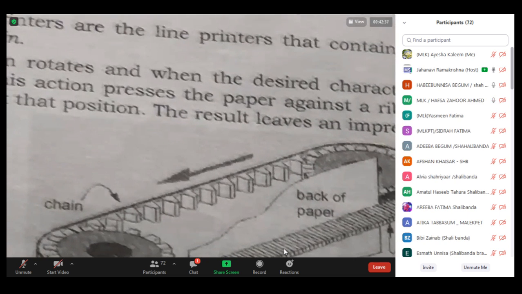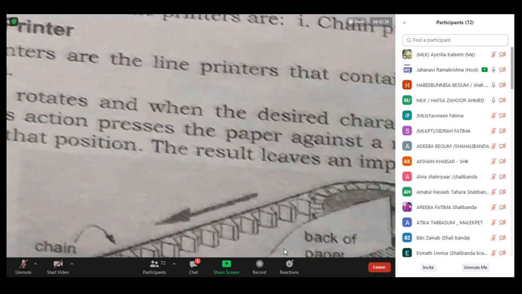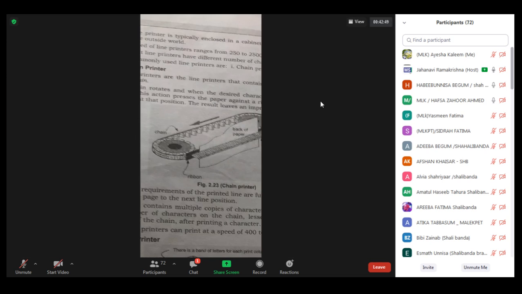Just like your cycle moves, it is because of the chain which is moving here also. As the chain rotates, and when the desired character comes, what is happening? The hammer strikes the chain, and this action presses the paper against the ribbon and against the character. You could see the back of the paper and the front of the paper, which is placed here, and the characters over here.